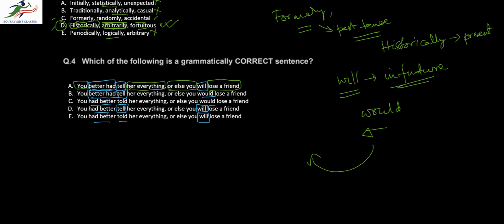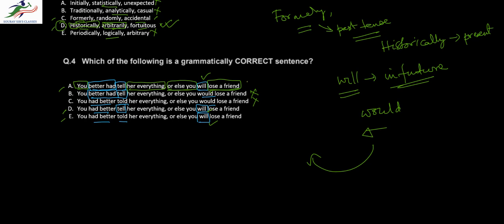So would is out. Would cannot be future, because it's telling that you will lose a friend in future, it is implied. So the choices 2 and 3 are out. We are left with A, D and E. So it is definitely will for sure. And now we see the other words. You better had is a wrong way of saying. You always say you had better done it. You had better gone for the event. So you better had done something is grammatically not correct.